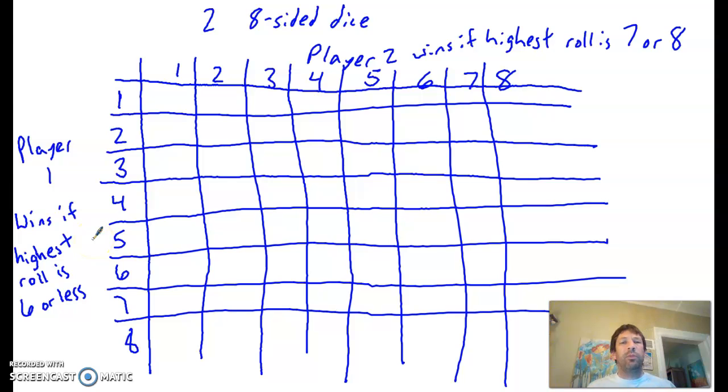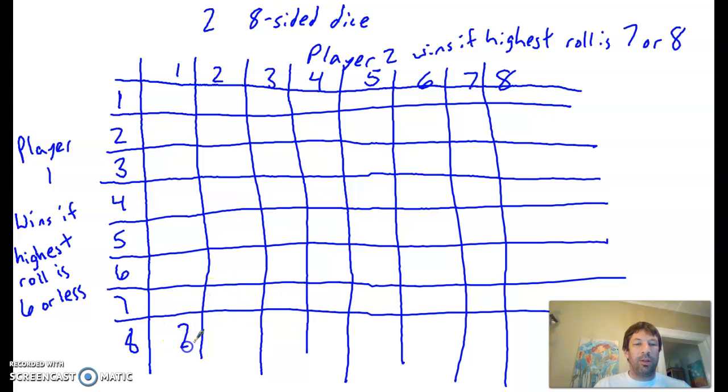Here you're playing a game with your friend. You're each going to roll an 8-sided die. Player 1 will win if the highest roll is a 6 or less, and player 2 will win if the highest roll is a 7 or an 8. So all we really need to think about here is what's the highest roll. Okay, so basically anytime there's an 8, that's going to be the highest roll, and so we know player 2 is going to win for those.